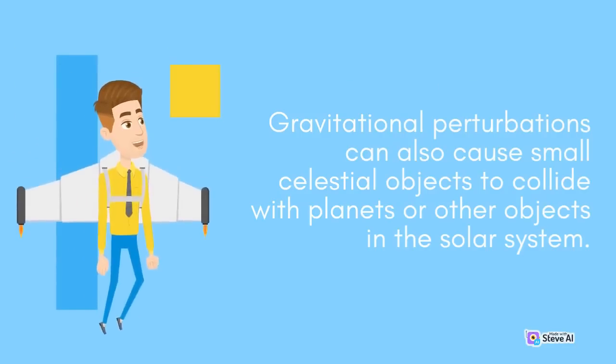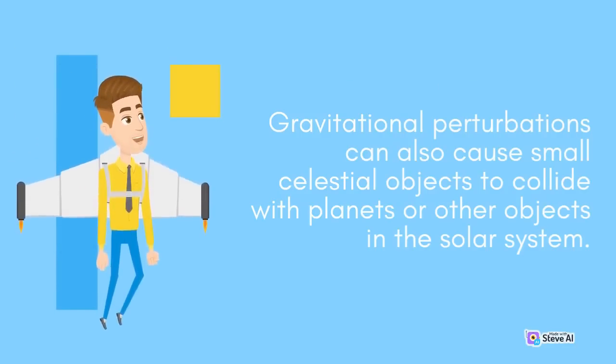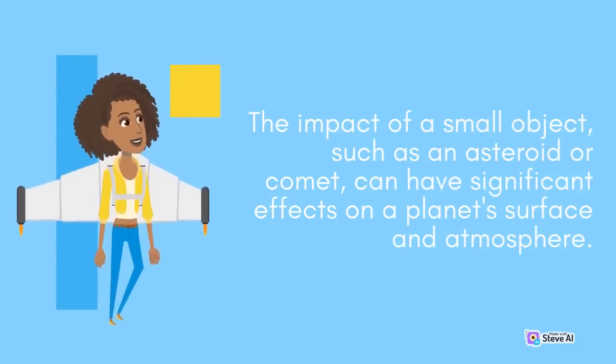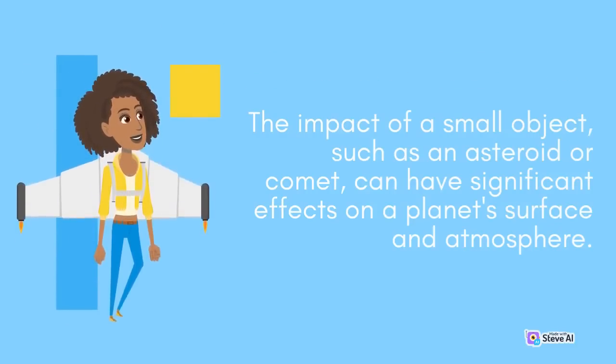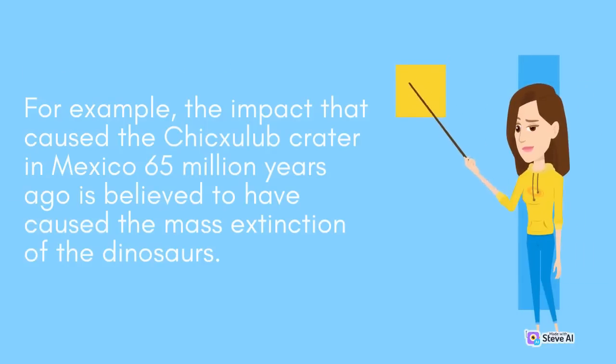Gravitational perturbations can also cause small celestial objects to collide with planets or other objects in the solar system. The impact of a small object, such as an asteroid or comet, can have significant effects on a planet's surface and atmosphere. For example, the impact that caused the Chicxulub crater in Mexico 65 million years ago is believed to have caused the mass extinction of the dinosaurs.